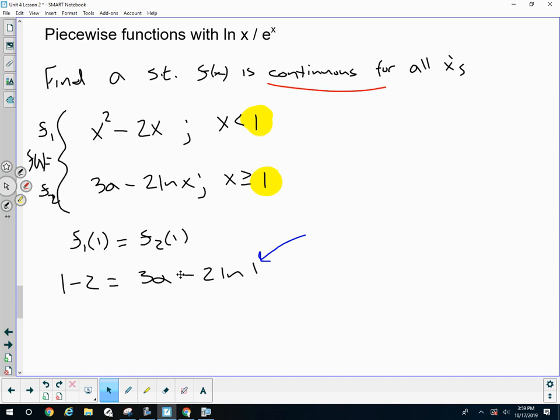You need to know that 1 can be written as e to the 0. So you will remember that the log of 1 is 0. And then you'll get A.